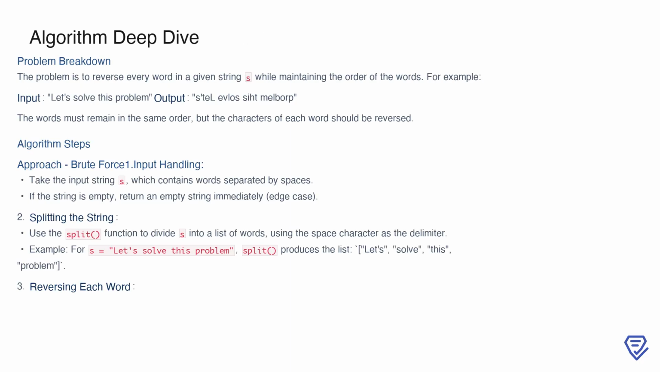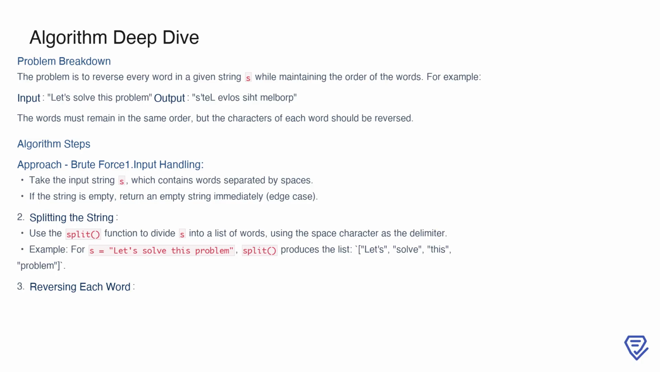To solve this problem, the goal is to reverse every word in a given string while keeping the words in their original order. For example, given the input string "let's solve this problem," we want to produce the output "s'tel evlos siht melborp." The key here is that the words remain in the same sequence, but the characters within each word are reversed. To achieve this, we can break the solution into 5 key steps.